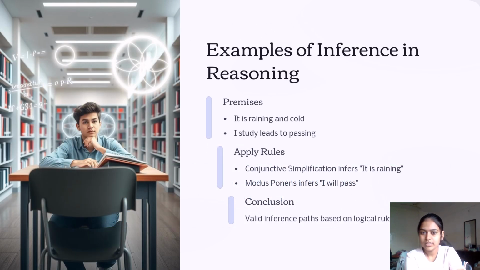Examples of inference in reasoning are like premises: it is raining and cold; I study leads to passing. Apply rules: conjunctive simplification infers it is raining. Modus ponens infers I will pass. In conclusion, we can say that valid inference is based on the logical rules.